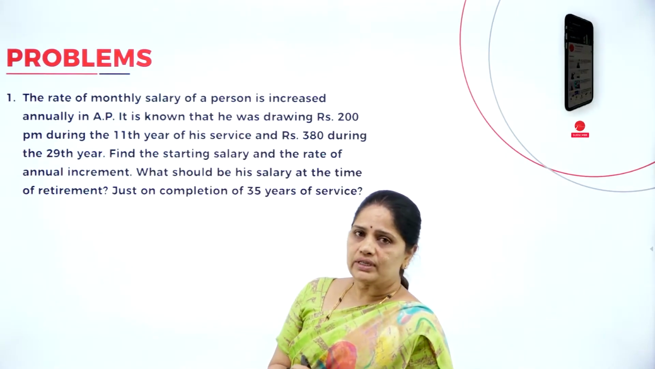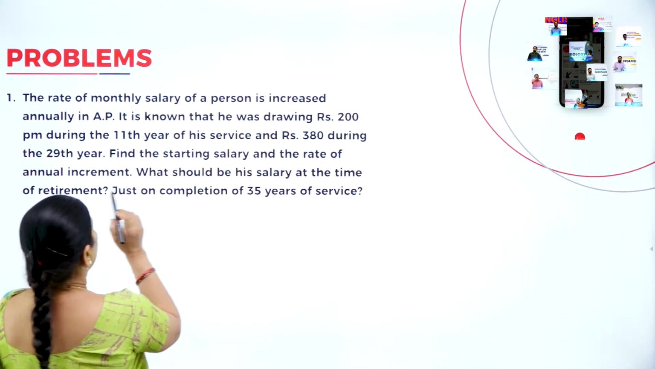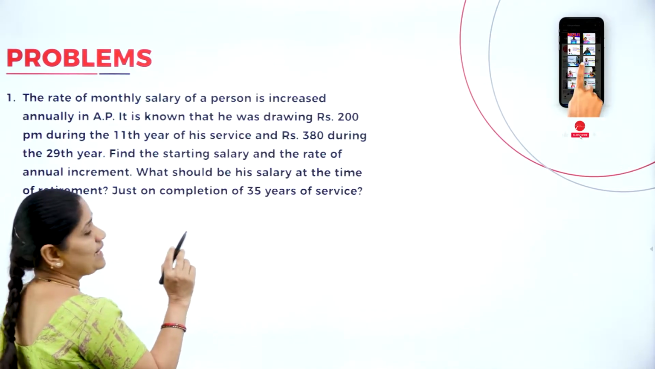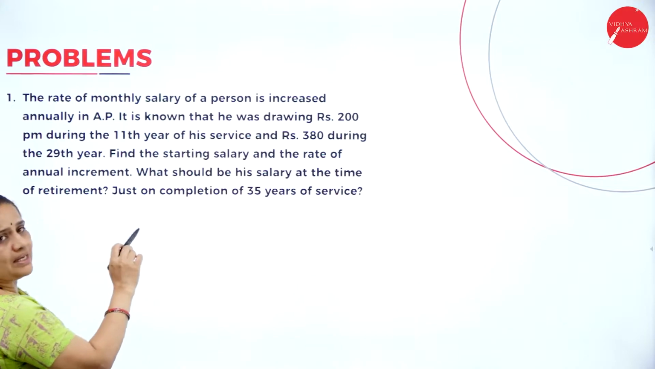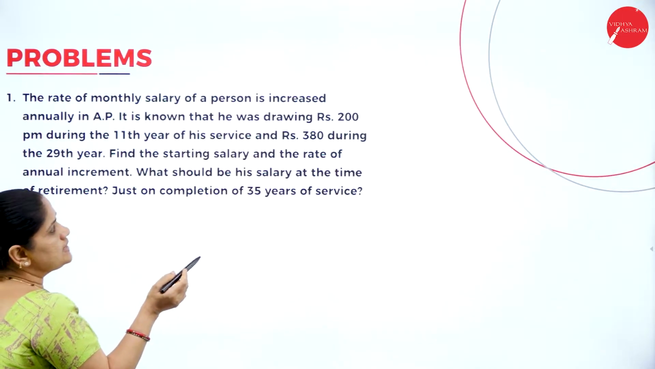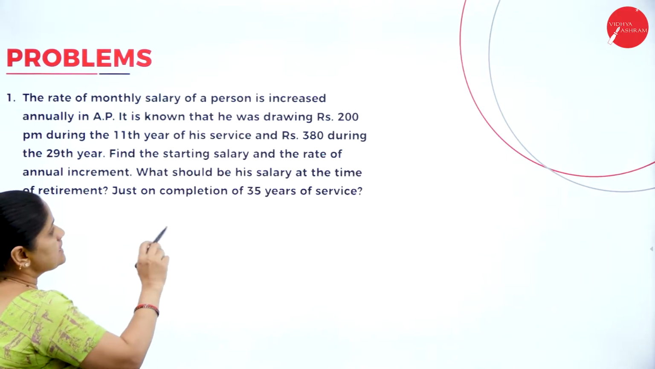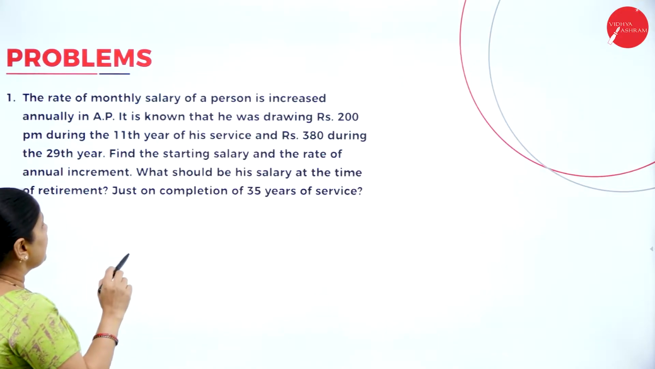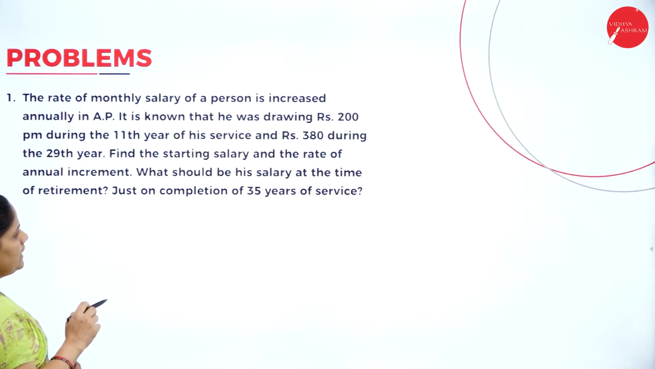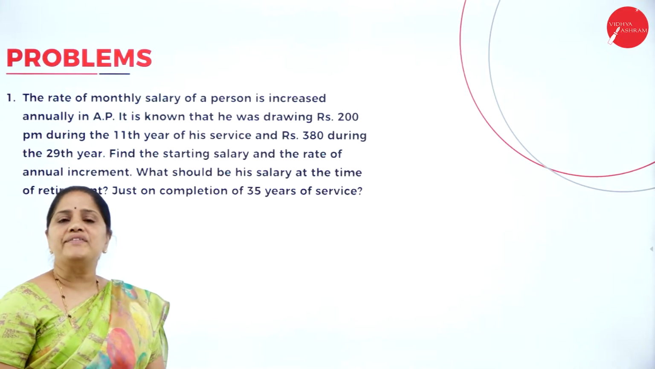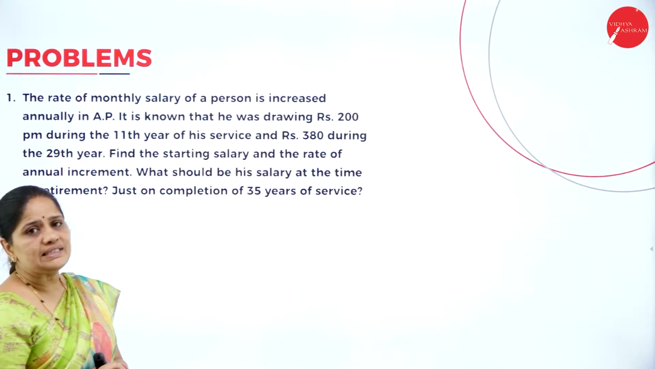Now, let us have a look at the problem given here. The rate of monthly salary of a person is increased annually in AP. AP means arithmetic progression. It is known that he was drawing rupees 200 per month during the 11th year of his service and rupees 380 during the 29th year. Find the starting salary and the rate of annual increment. What should be his salary at the time of retirement, just on completion of 35 years of service?